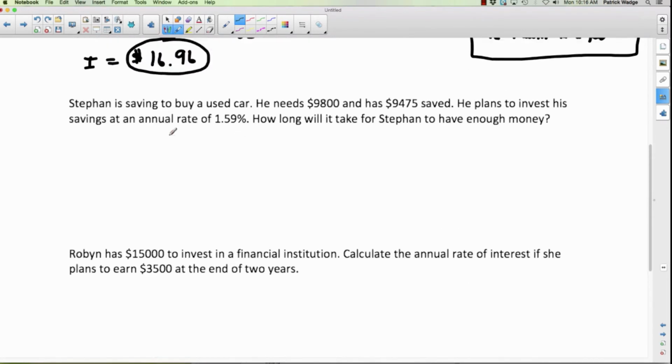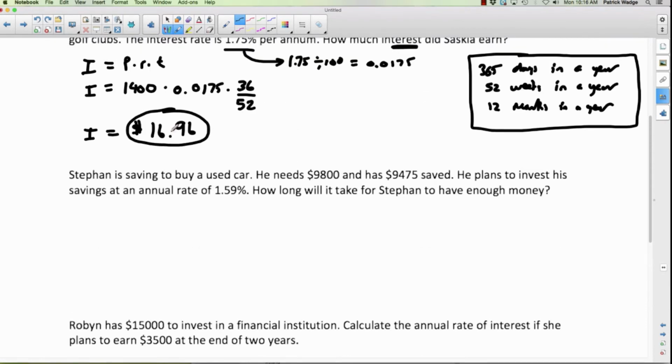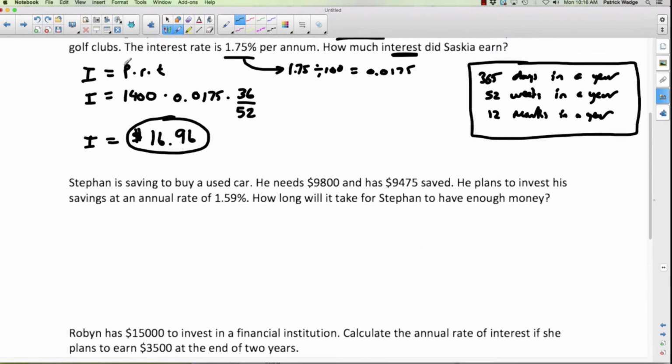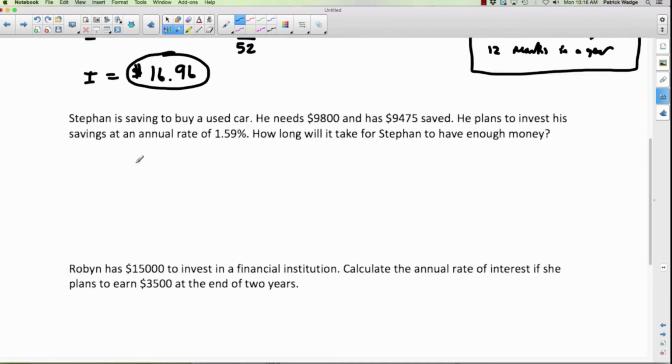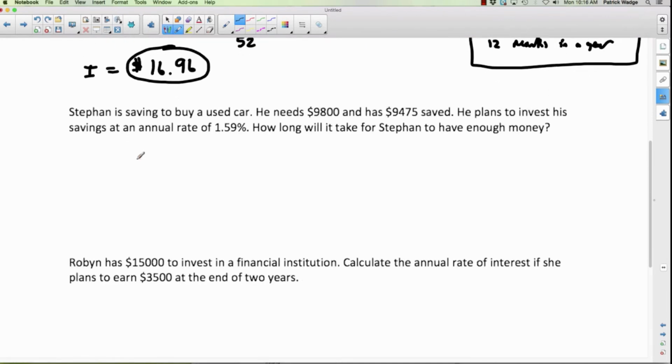Okay, now we have 3 questions that are tricky because you're not going to be finding the interest. You have to find either the P, the R, or the T. So people often find this difficult. Stefan is saving to buy a used car. He needs $9,800 and he already has $9,475 saved. He plans to invest his savings at an annual rate of 1.59%. How long will it take for Stefan to have enough money?